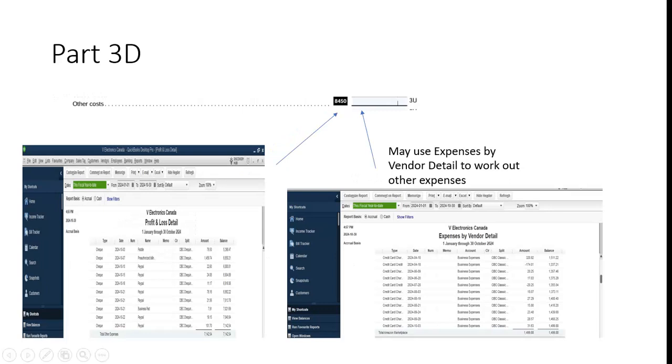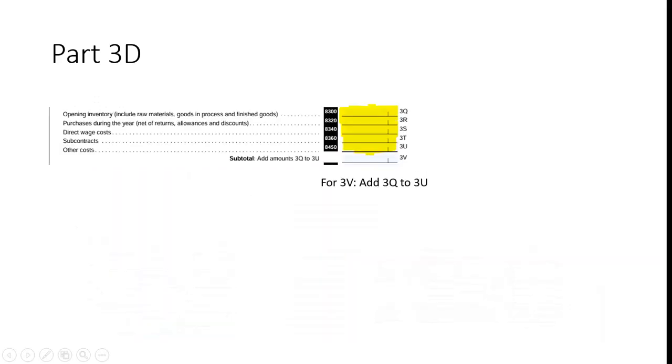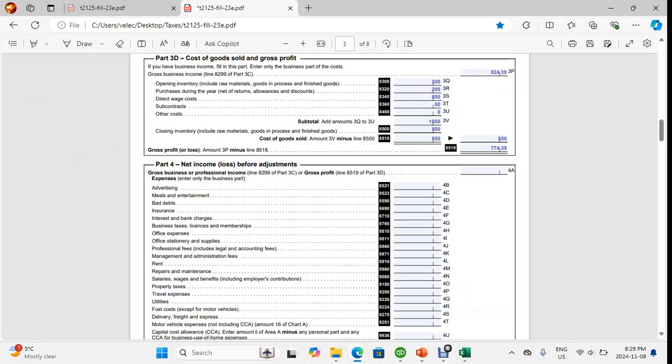For all these expenses, you may also use software such as QuickBooks to populate reports, so that you can figure out how much the total is for all these expenses, based on transactions from your statements. So for 3V, line 8519, it will be $774.39. Your 3V was 1,050.